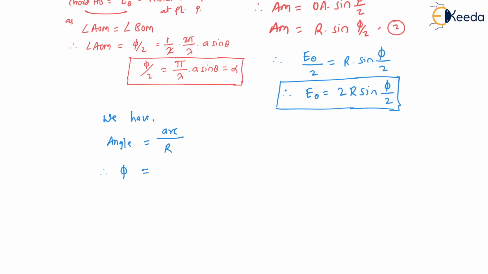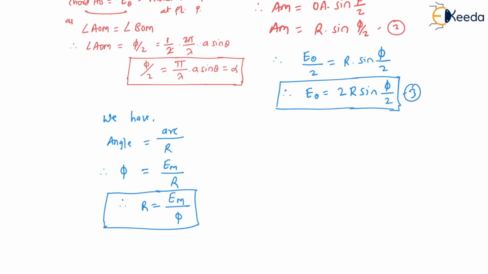Complete angle is phi. Phi equal to arc length, which is Em upon R. Here again I can write the value of radius, R equal to Em upon phi. So this is the value of radius. Now we will put this value into this equation.